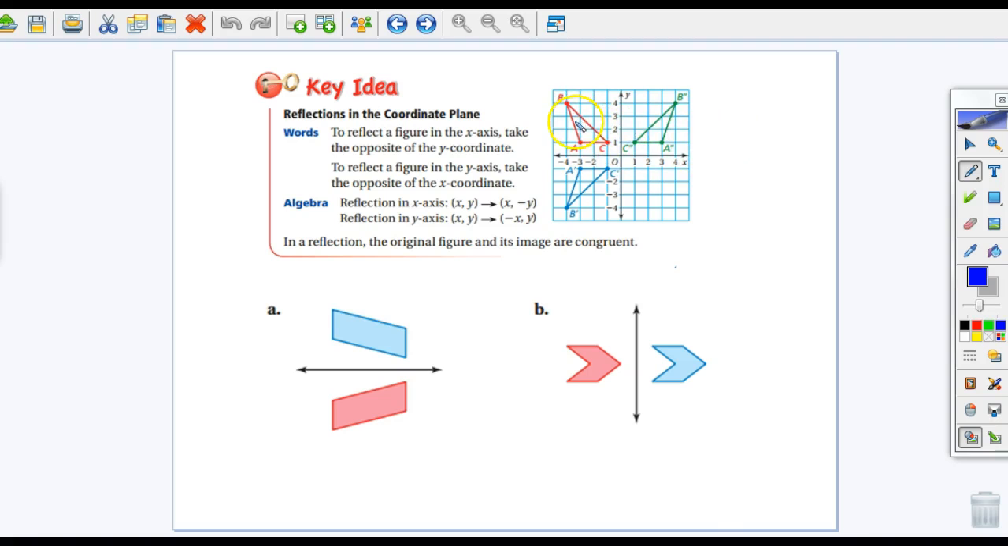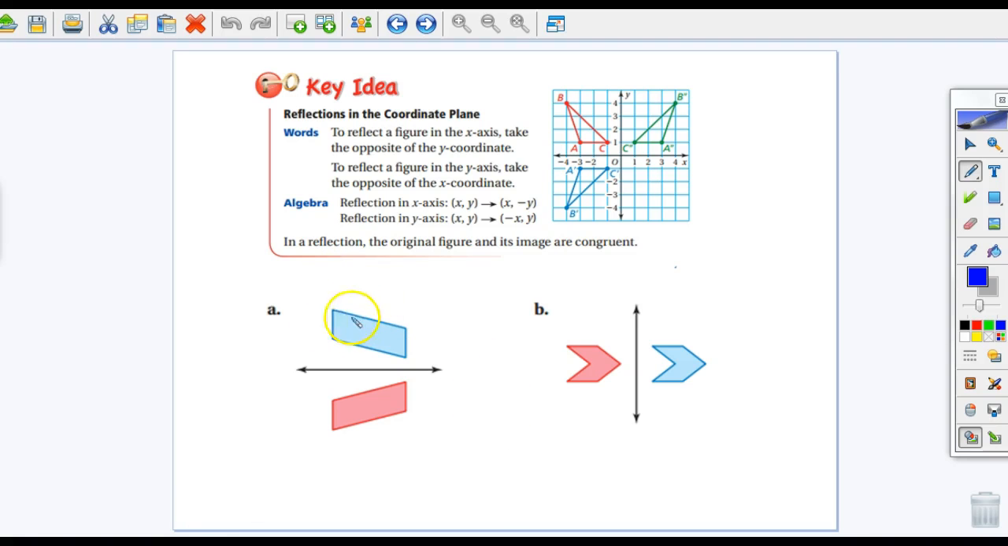So just go ahead and copy the coordinate plane. This is our original. When we reflect it across the y-axis, we get our prime here. When we reflect it across the x-axis, we get this figure here. Push pause as you need to, and we'll start up again in a few seconds.